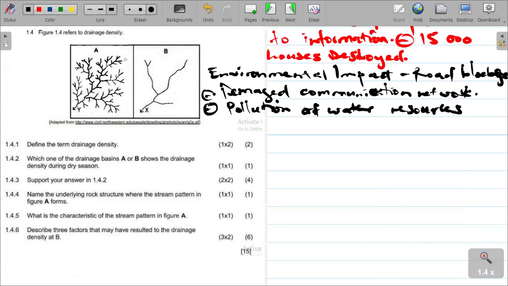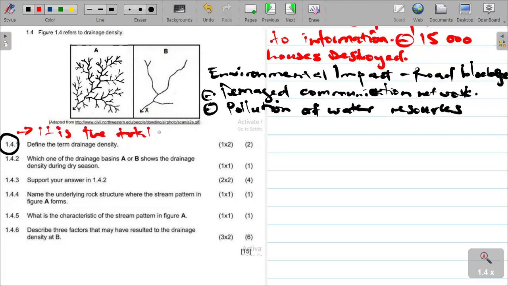Question 1.41 says: define the term drainage density. I'm sure that quite a lot of times we have seen that I answered this question before, but for the interest of others, let's just recap it again. When we are looking at drainage density, it tries to evaluate the total length of streams in a drainage basin.